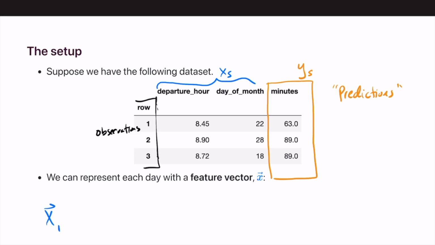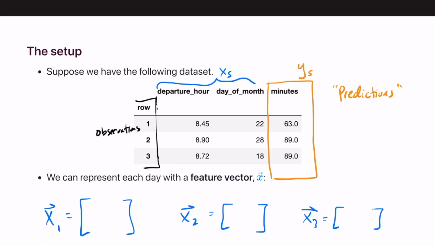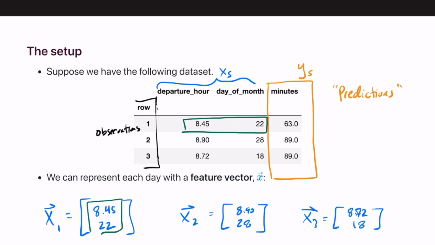But our first feature vector, and we have our second feature vector, and we have our third feature vector, and this is going to be 8.45 and 22, and 8.90 and 28, and who would have guessed it, 8.72 and 18. Again, this is represented here.